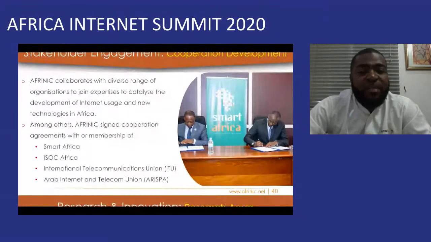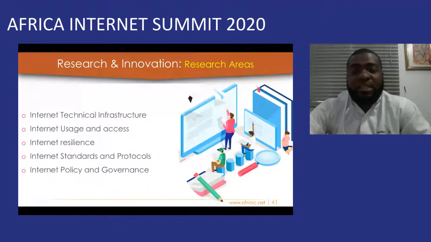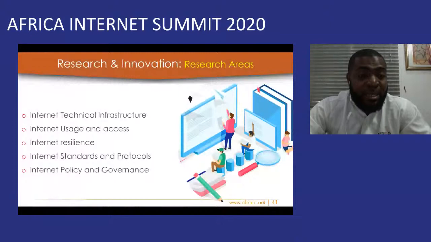After the stakeholder engagement, we have the research and innovation. In research and innovation, we have research areas. So those are the points that are here: internet technical, internet usage, internet resilience, internet standard, internet policy and governance. Basically, if you are a student, for instance, and you are working on one of those topics, you can liaise with us, and we'll see how we can work together.